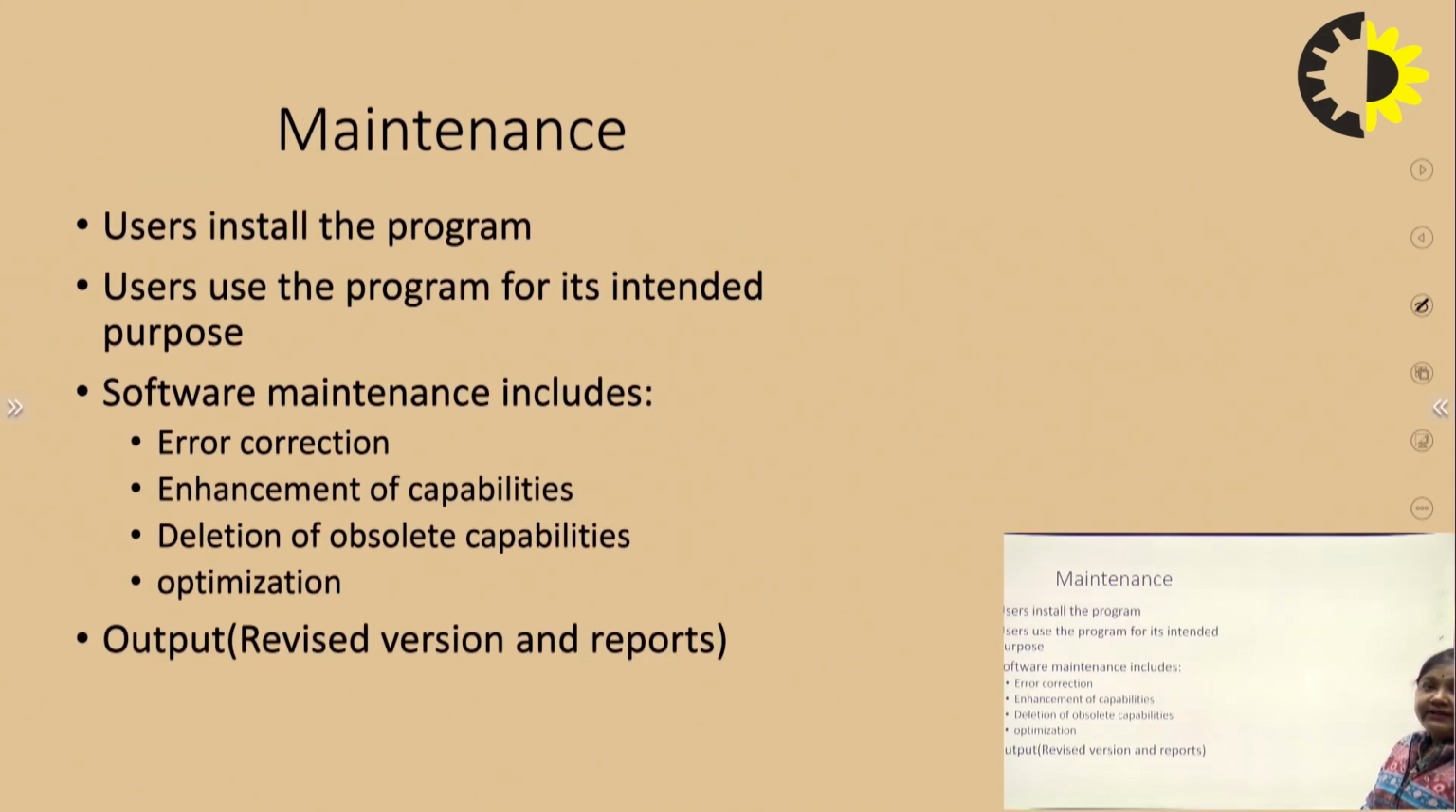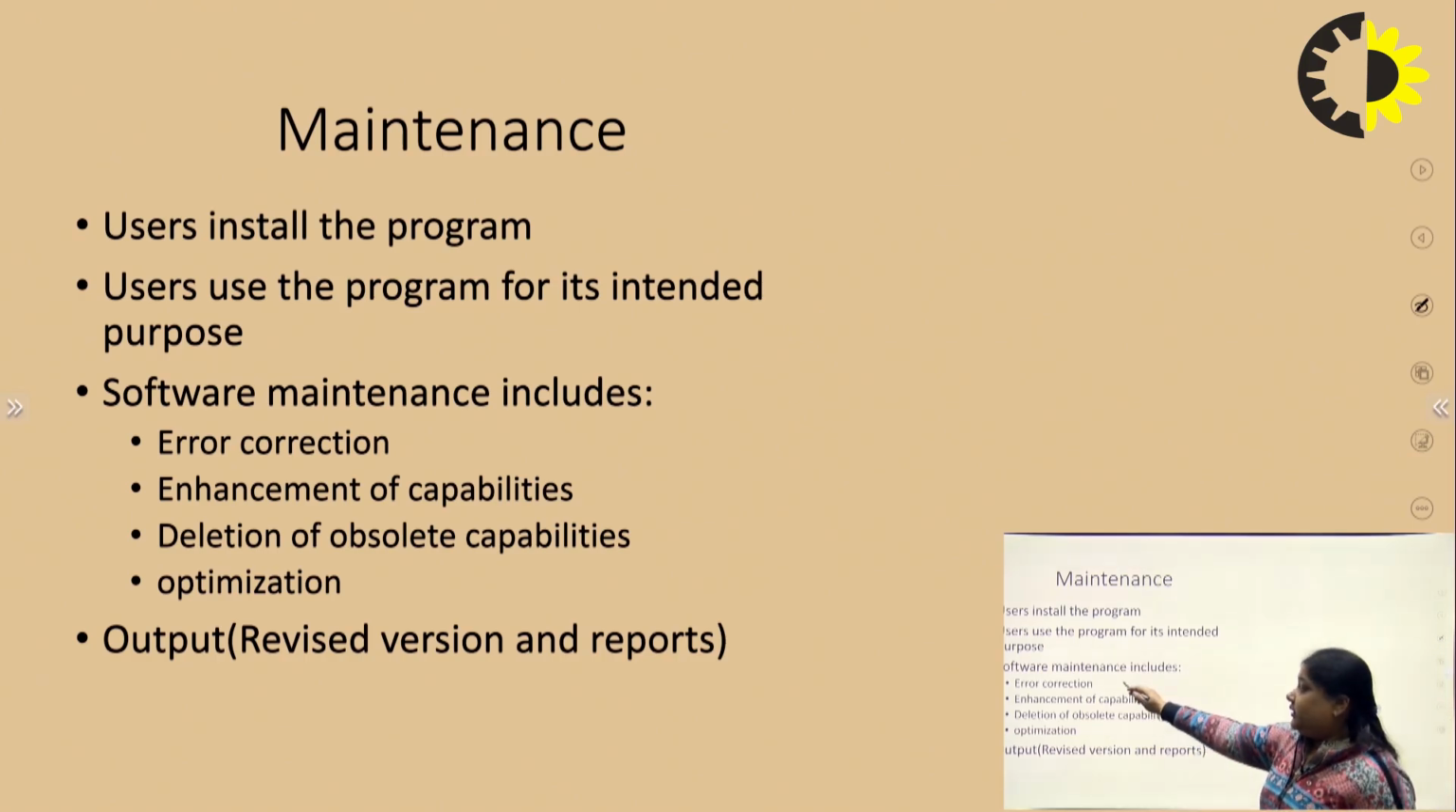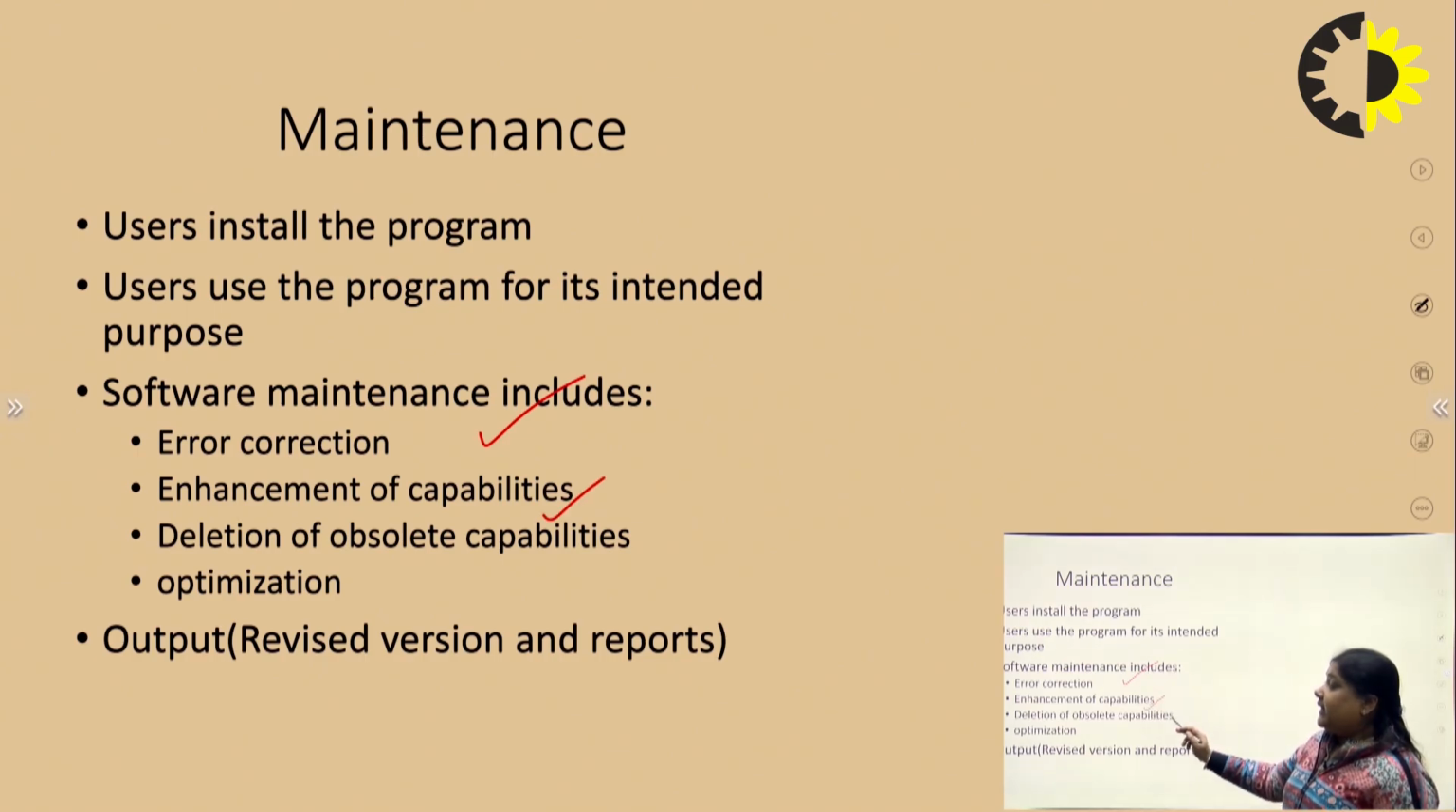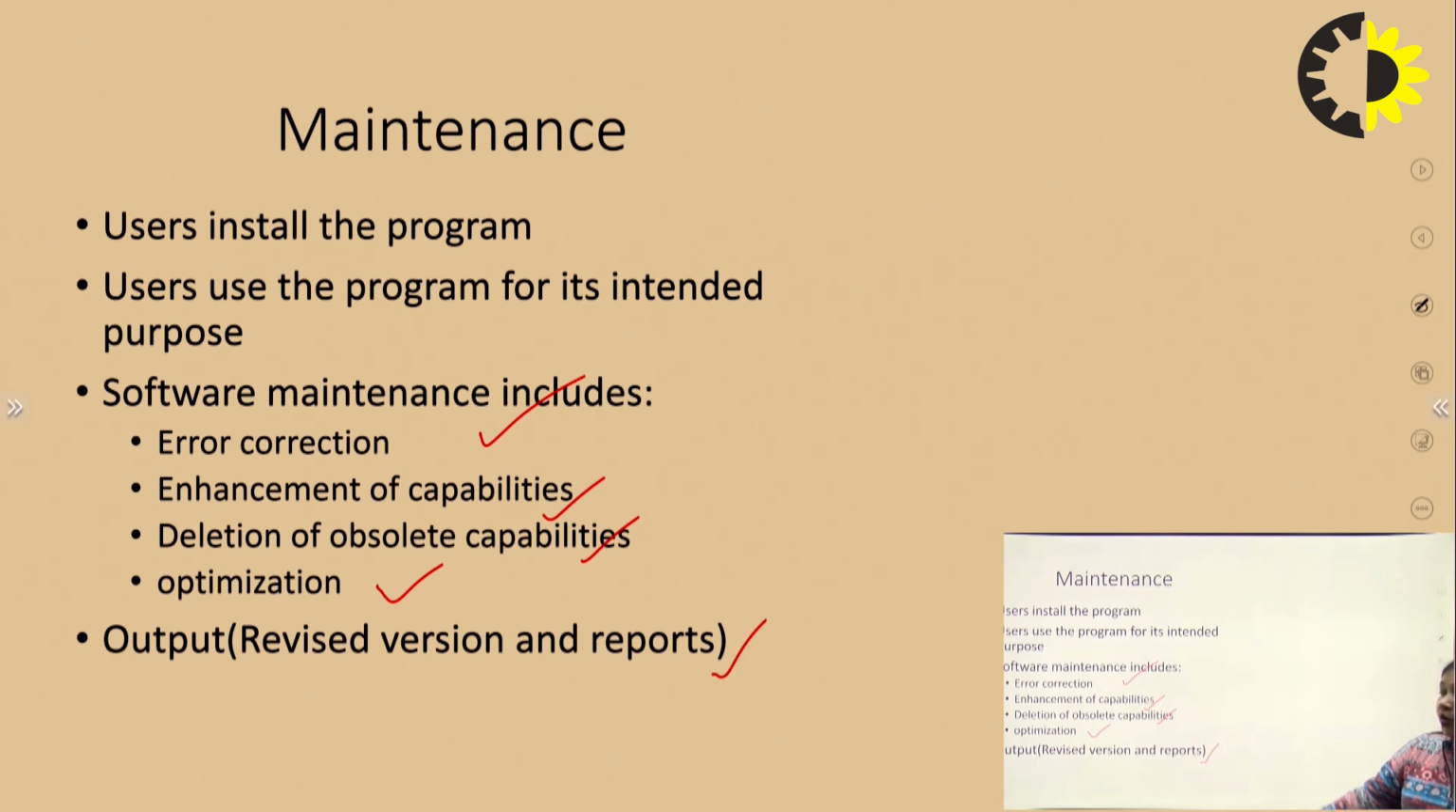The last part is maintenance, in which the user installs the program and uses it for its intended purpose. Software maintenance includes error correction, enhancement of capabilities, deletion of obsolete capabilities, and optimization of the code. The output of this phase is a revised version, as the version may be improved, or reports.